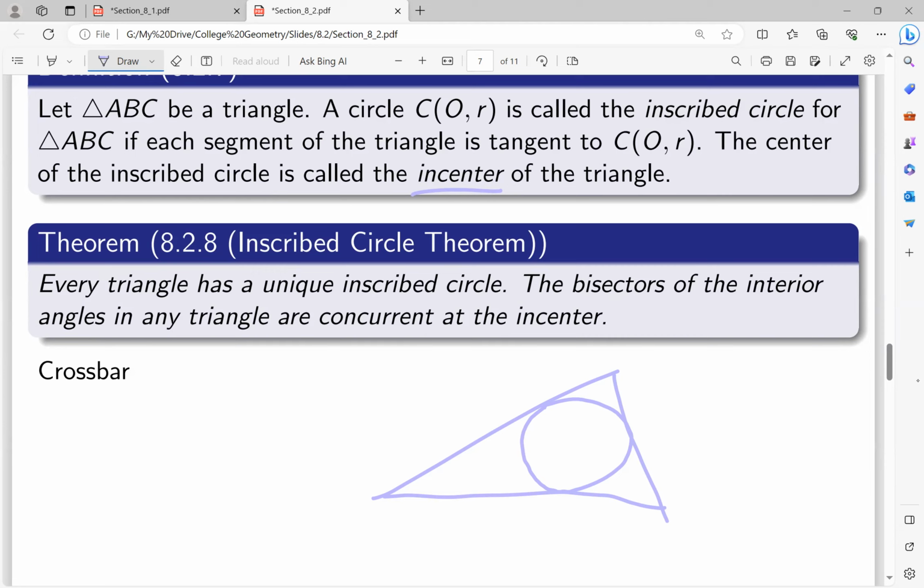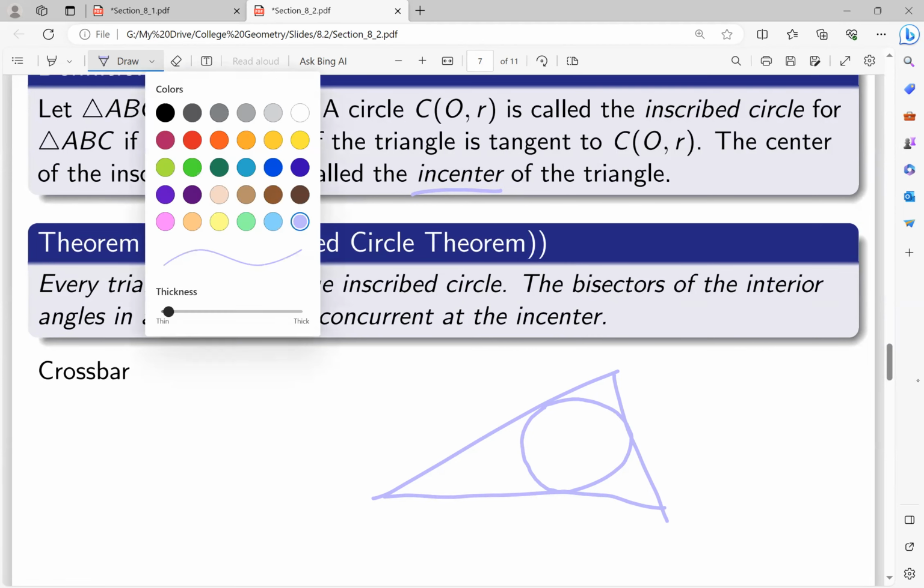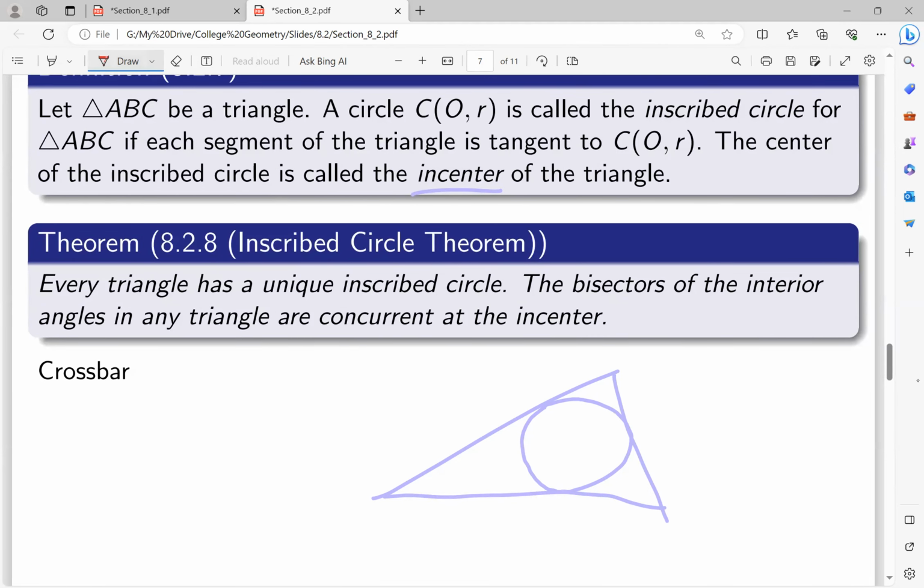The bisectors of the interior angles of any triangle are concurrent at the incenter. Okay, so the way to do this is to bisect all three angles. So if we bisect all three angles, so bisect there, and bisect there. Okay, well, if I bisected here, then I know that my bisection crosses there, right? And because of the crossbar theorem. And then I know that this bisection crosses here by the crossbar theorem.